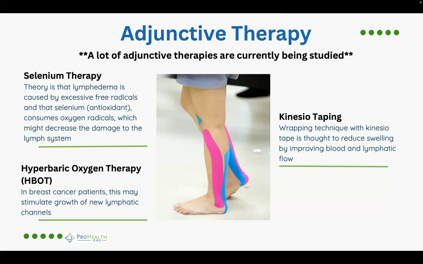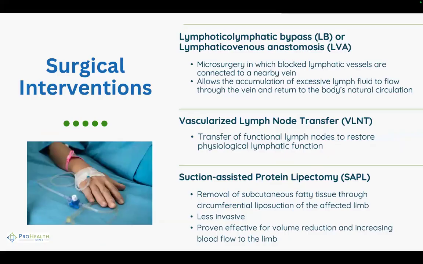There's also hyperbaric oxygen therapy, which can be very helpful in stimulating growth of new lymphatic systems. So there is some use of that in breast cancer patients who have lymphedema, to try to get the condition to be better. And then there's also the use of kinesiotaping, the tape that you usually see used in athletes. A good wrapping technique with that is also helpful in reducing swelling by improving blood and lymphatic flow in the extremities. So these are just some adjunctive therapies that could also be used.